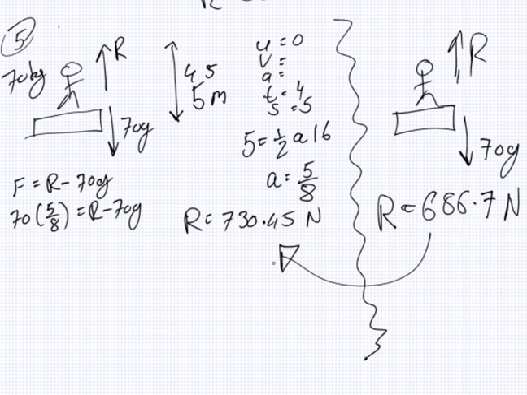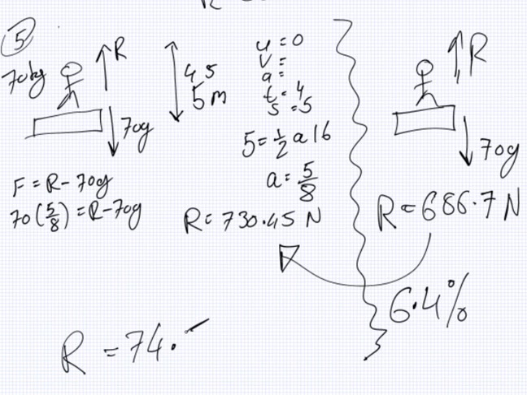So how much bigger is this? Well, if I do 730.45 divided by 686.7, this is 6.4% bigger, the reaction. So that means the weighing scales will think he's also 6.4% bigger, because the weighing scales just use the reaction force to calculate the mass. So the weighing scales think he is 74.5 kilograms.